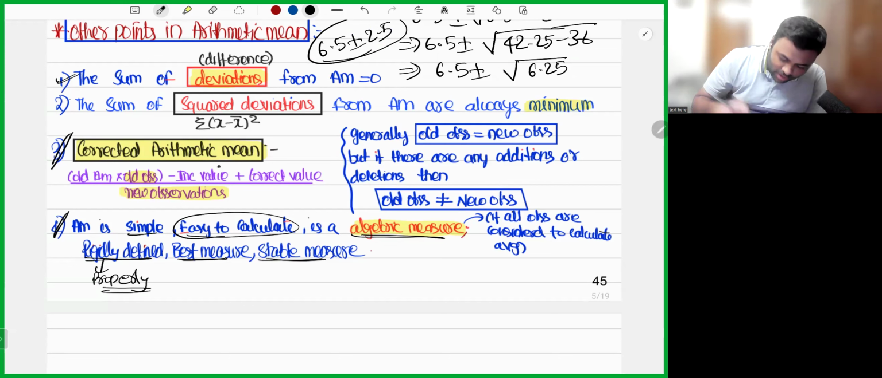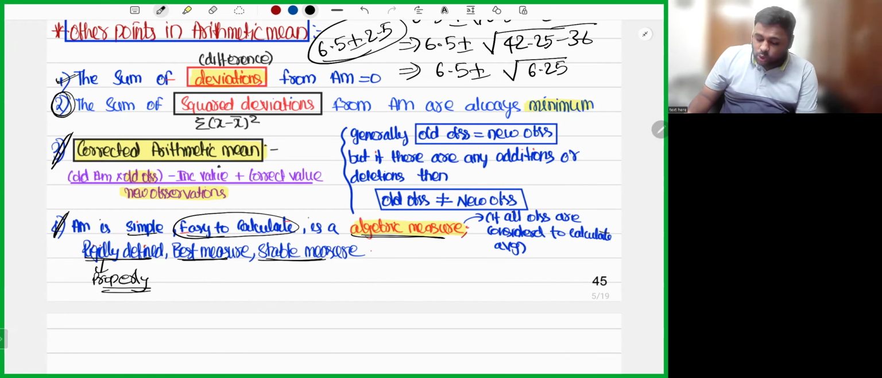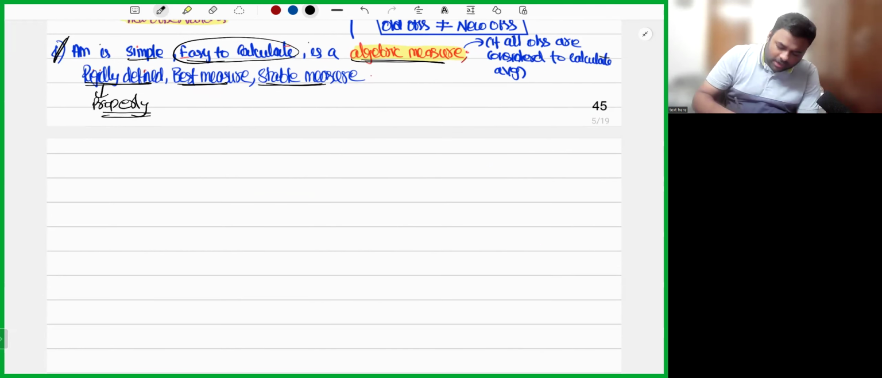So let's solve point number 2. He is telling the sum of squared deviations from arithmetic mean are always given. I said you already what is deviation. Deviation means difference. So sum of deviations from arithmetic mean are always equal to 0. You have understood that. How will you calculate this deviation? Deviation will be x minus x bar. This is how you will calculate deviation. Okay. Now he's telling sum of squared deviations from arithmetic mean are minimum. Okay. Let me take an example.